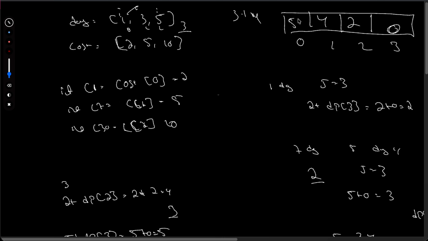So dp of 0 is 5, and the final answer is 5, the minimum cost to cover all travel days. Buying a 7 day pass on day 1 to cover all days is cheaper than buying 3 separate 1 day passes. I think you guys understand.